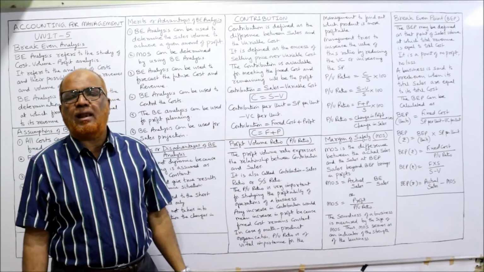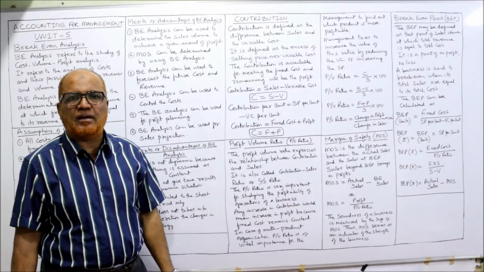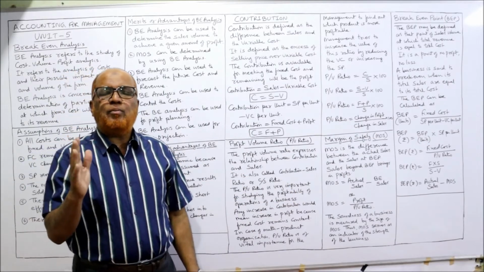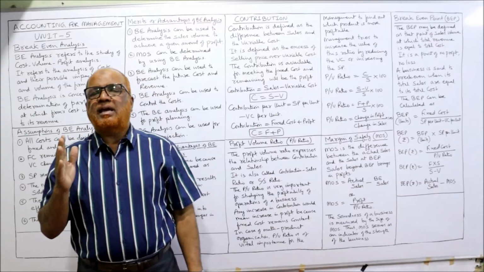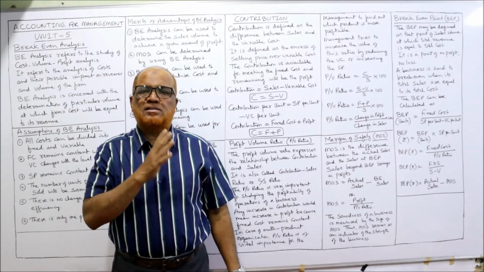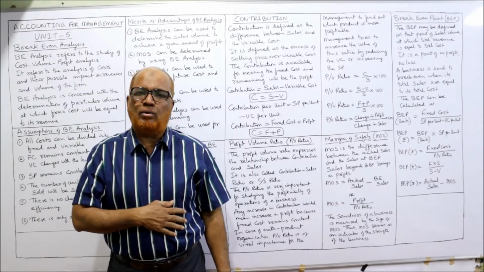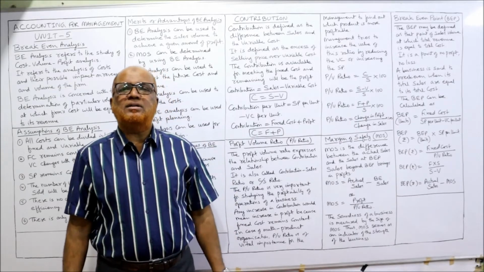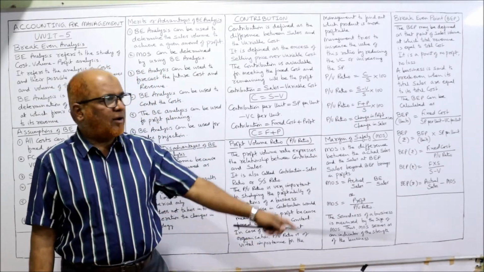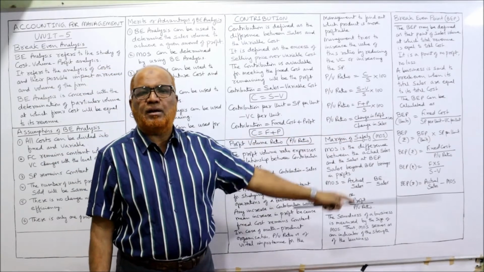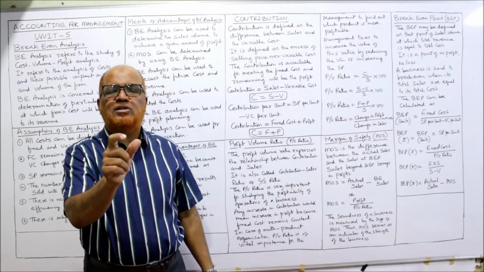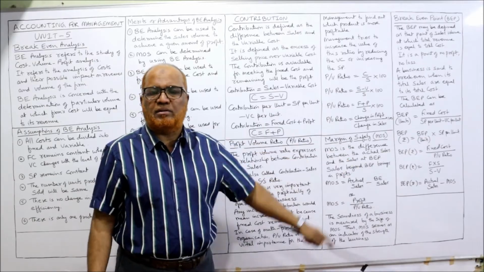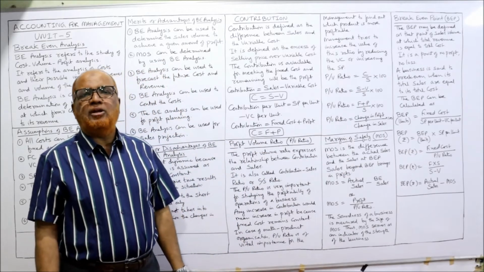The BEP can be calculated by some formulas. Remember one point, the break-even point can be calculated either in units or in amount, rupees. So if you want to calculate break-even point in units, the formula is fixed cost divided by selling price per unit minus variable cost per unit. That is the BEP in units.